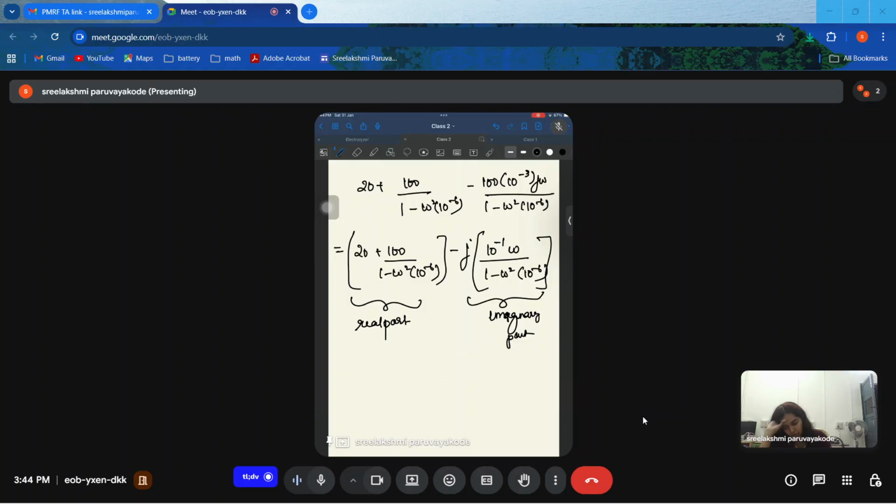Now, if I'm going to plot this, what can I get? If you're going to plot this using a software, MATLAB software or something, for different values of omega varying from 100 kilohertz to 0.1 hertz or something, you will get a curve like this.